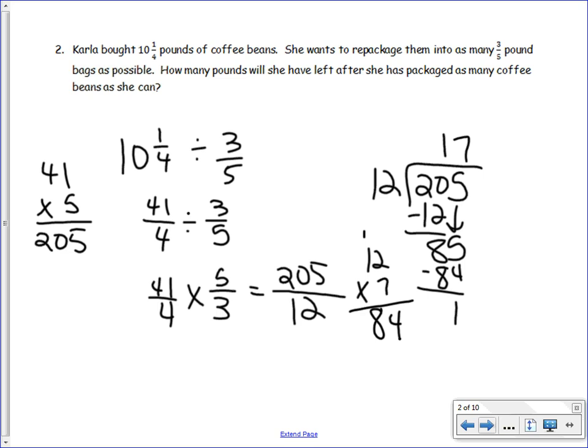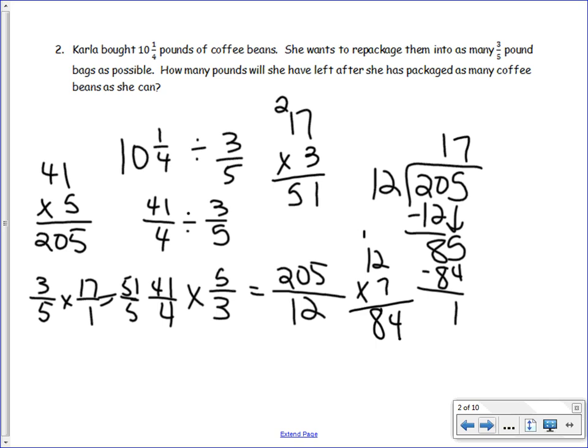Now I'm going to see how many pounds that actually is. So I'm going to take 3/5 times 17. 3 times 17, let's multiply that out. I know I'm kind of jumping around here, but try to follow me. 7 times 3 is 21. 3 times 1 is 3 plus 2 is 5. So I have 51 over 5. 5 goes into 51 10 times with 1 left over. So if she started out with 10 1/4 pounds, she's using 10 1/5 pounds in her packaging.